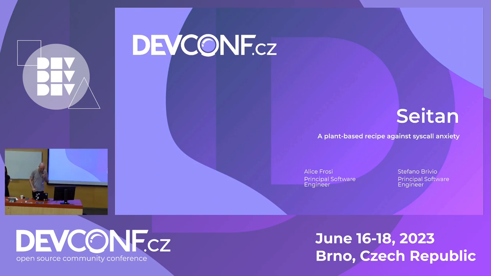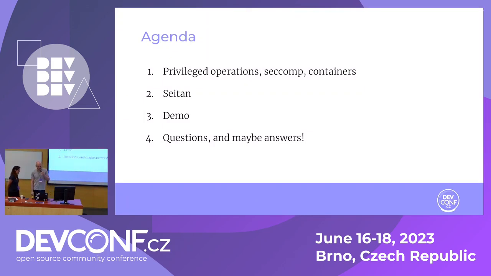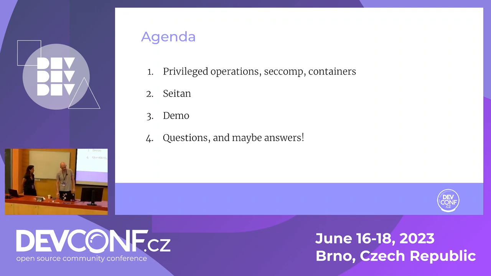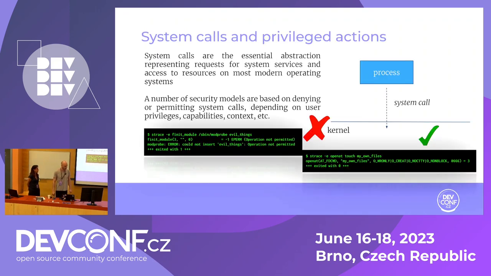Right, so we are talking about Seitan, but that's not the thing you eat. We are actually talking about a lot of privileged operations, in the sense of system calls mostly, seccomp, containers, virtual machines. Some problems about them, or what we think is a problem in terms of security, and the solution we propose. After that, there will be a demo and then questions, and don't overestimate us, but we hope to answer to your satisfaction.